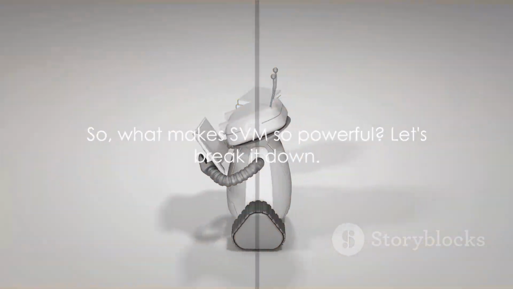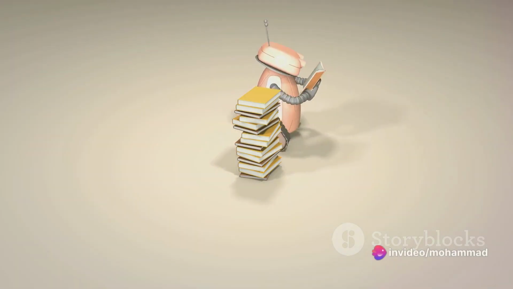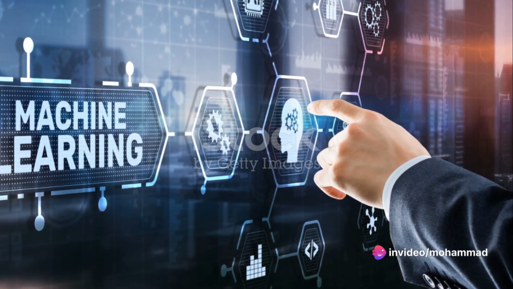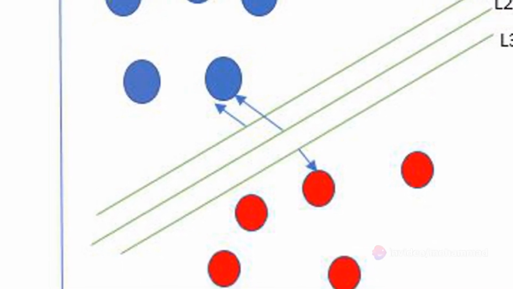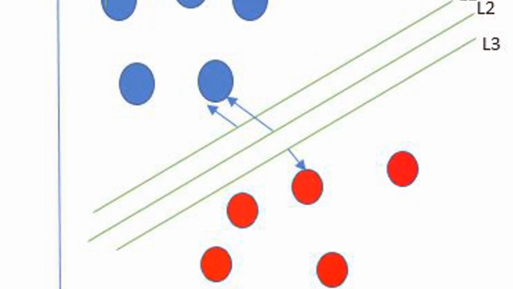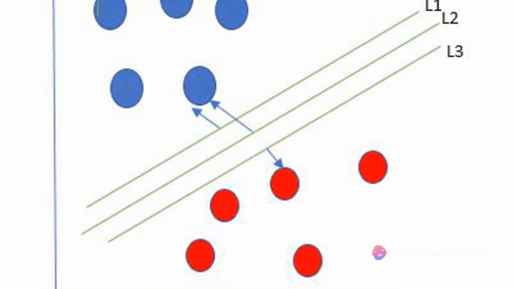So, what makes SVM so powerful? Let's break it down. At its core, the support vector machine, or SVM, is a supervised learning algorithm. This means it learns from data that has been labeled or classified already. It's often used for classification and regression problems, but let's focus on classification for now.